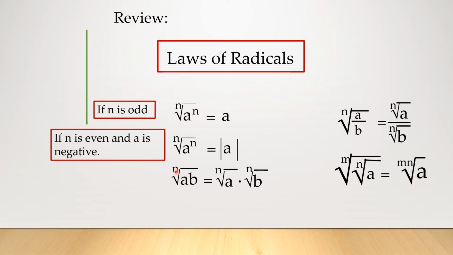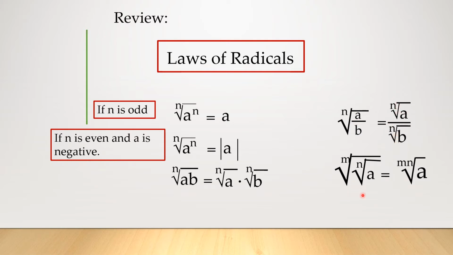Now, if I have the nth root of a times b, or ab, you can separate this as the nth root of a times the nth root of b. Which means if you are given a product, you can rewrite it as factors of two numbers. Now, if I have a quotient, you can separate the numerator and the denominator: the nth root of a divided by the nth root of b.